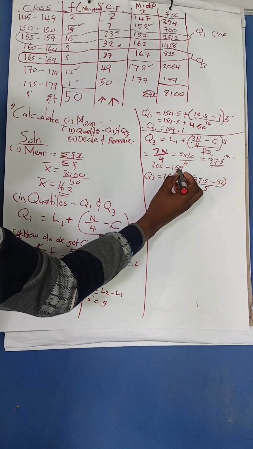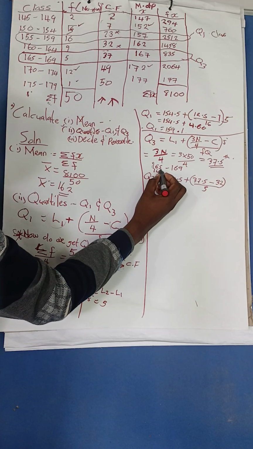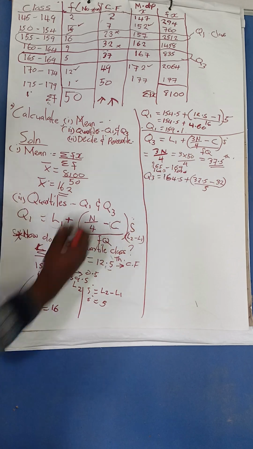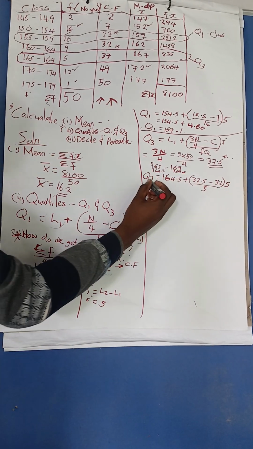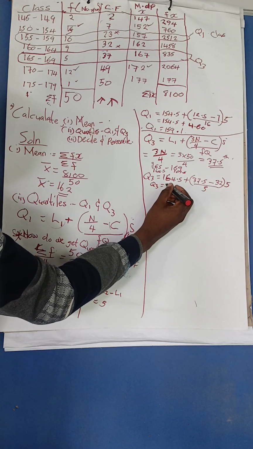Here we had 164.5, then here we have 169.5. 169.5 minus 164.5 is 5. Good. So if you do that, now your Q3 will be what?